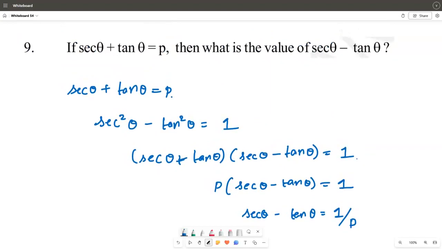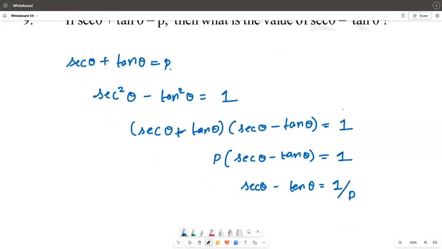If secant theta plus tan theta is equal to p, then the value of secant theta minus tan theta is equal to 1 by p. We used the property of secant square theta minus tan square theta equal to 1, when we divided it into a plus b into a minus b, and after substitutions and simplifications, we got the answer as 1 by p. That's it.